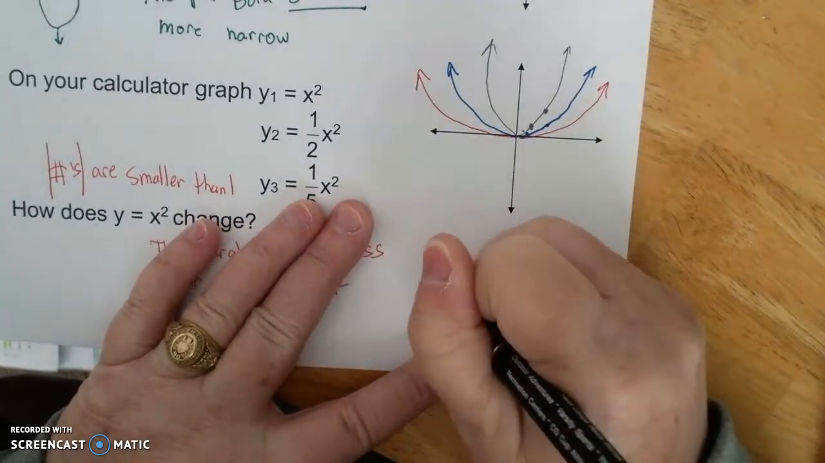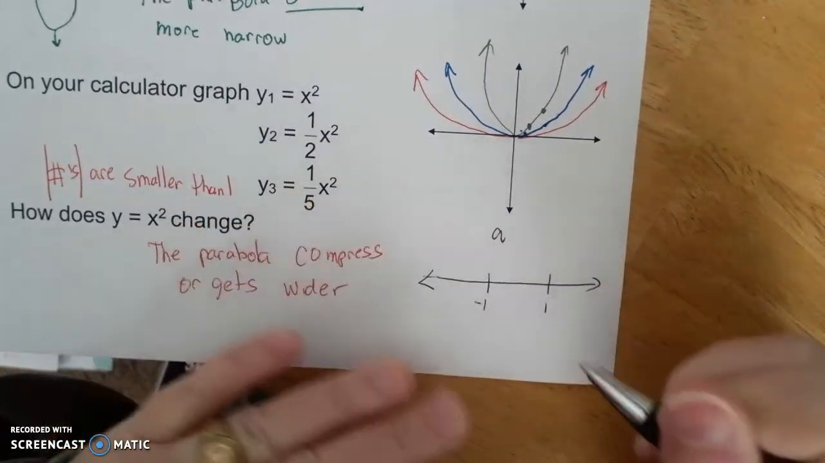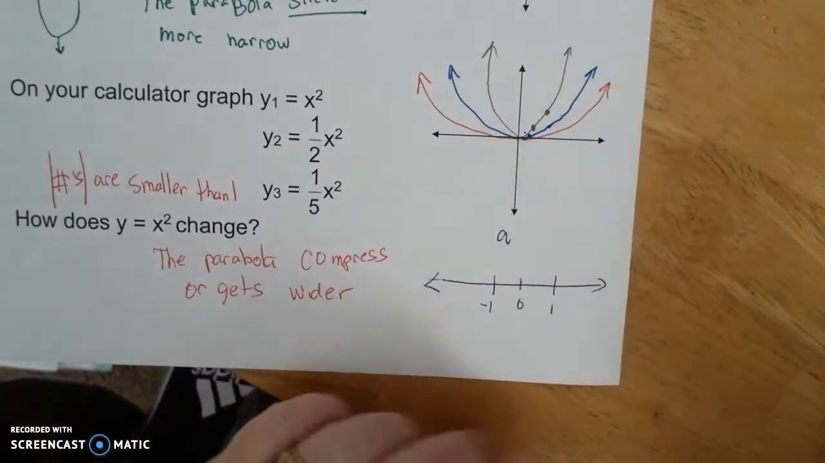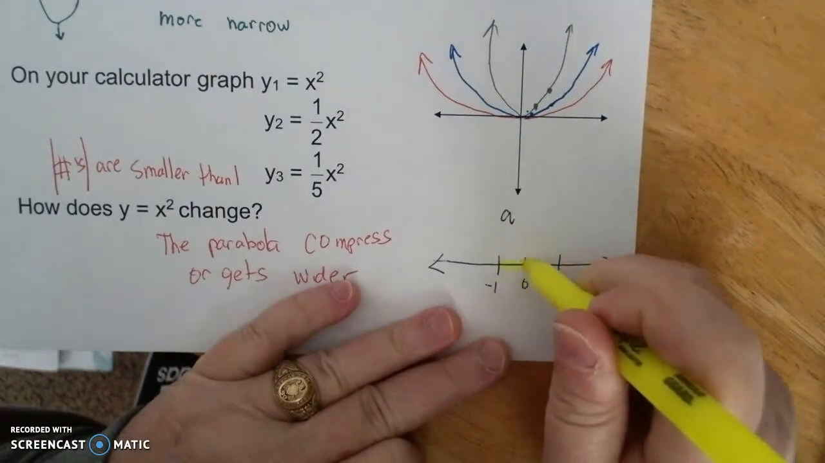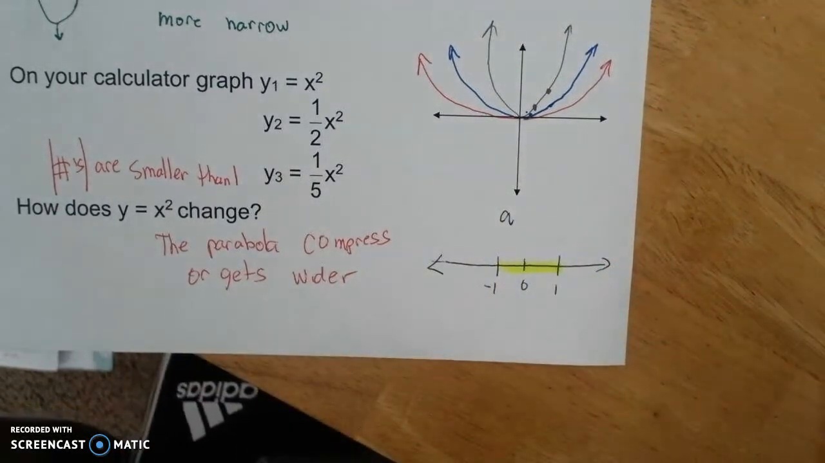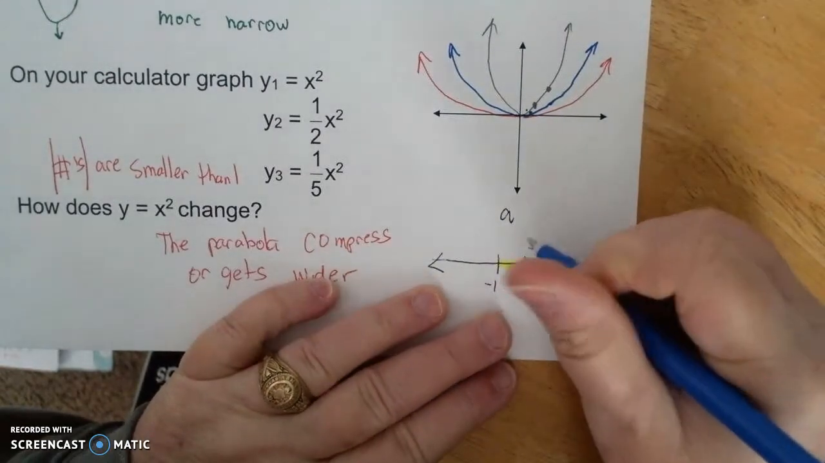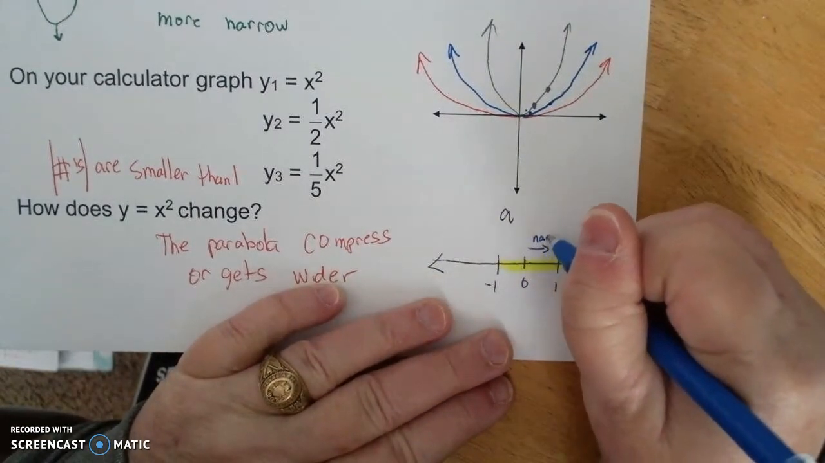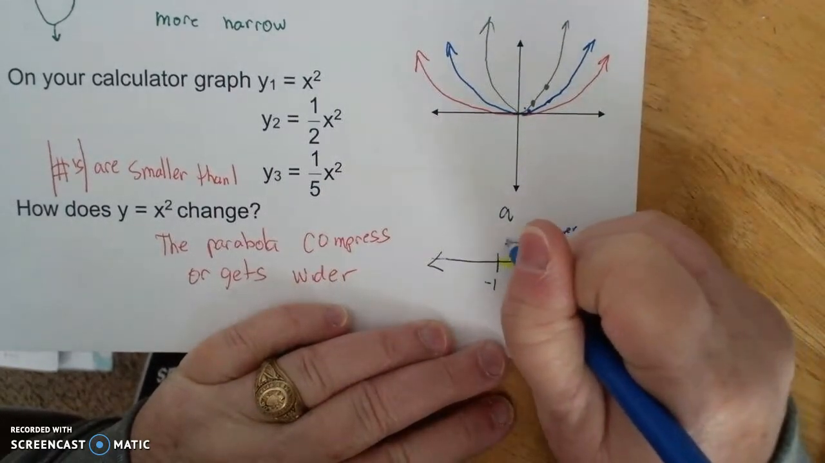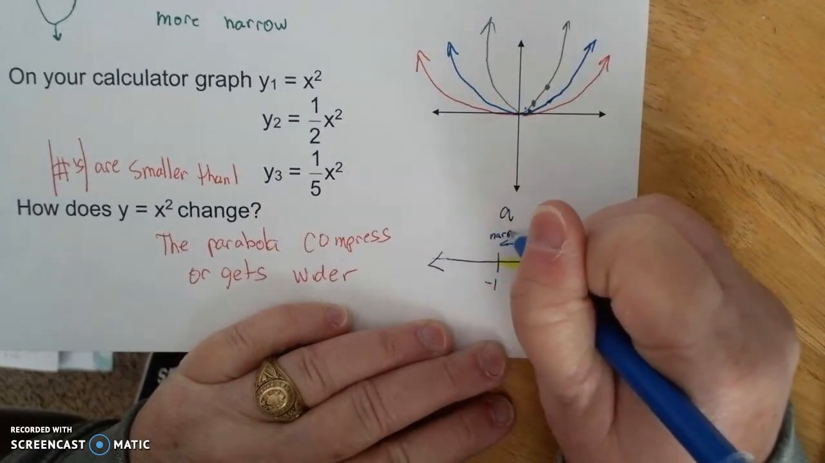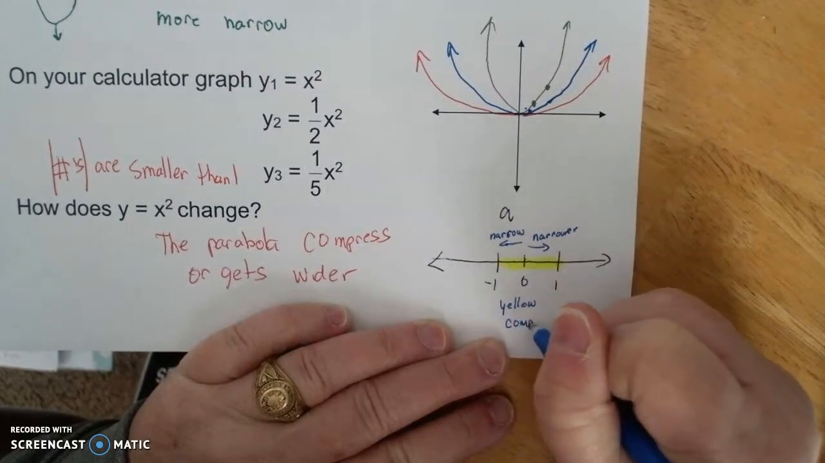So I'm going to put a graphic here, and this is for a. As a leaves 0, it becomes narrower. And it becomes narrower. Likewise, yellow is considered compressed.